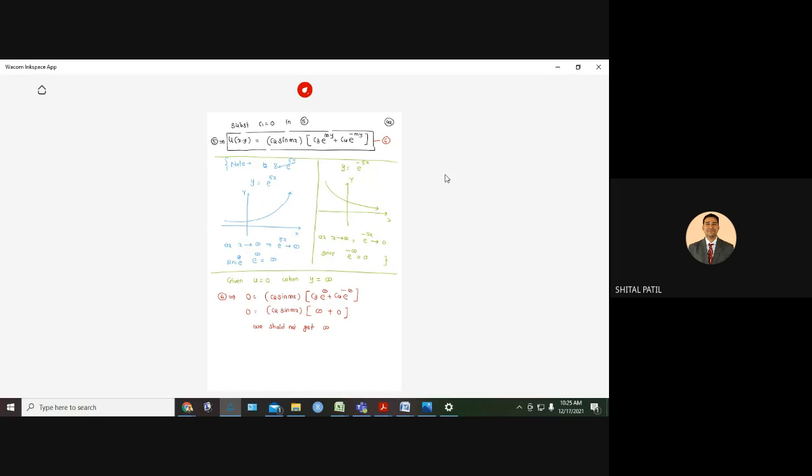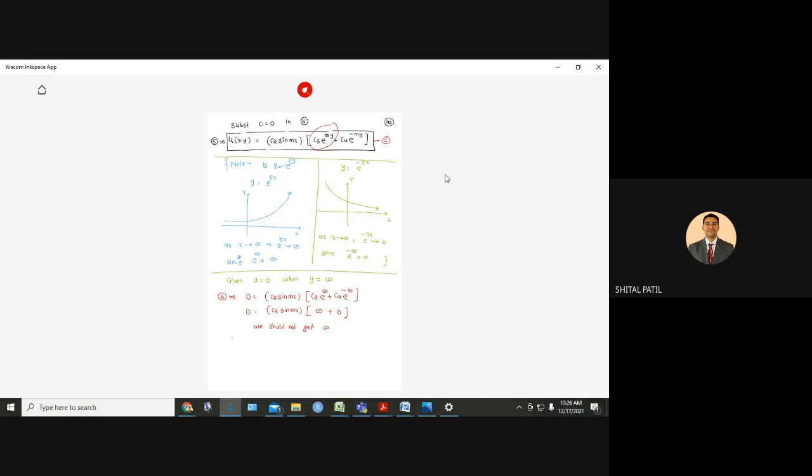Everyone is getting this? What we have done is very simple. We have substituted y equal to infinity in equation number 6, and we obtained 0 equal to c2 sin mx into infinity plus 0. We should not get infinity. We are getting infinity due to the term c3 e raised to my, see equation number 6. So we should not have this term. We have to remove this term. This is possible when c3 equal to 0.